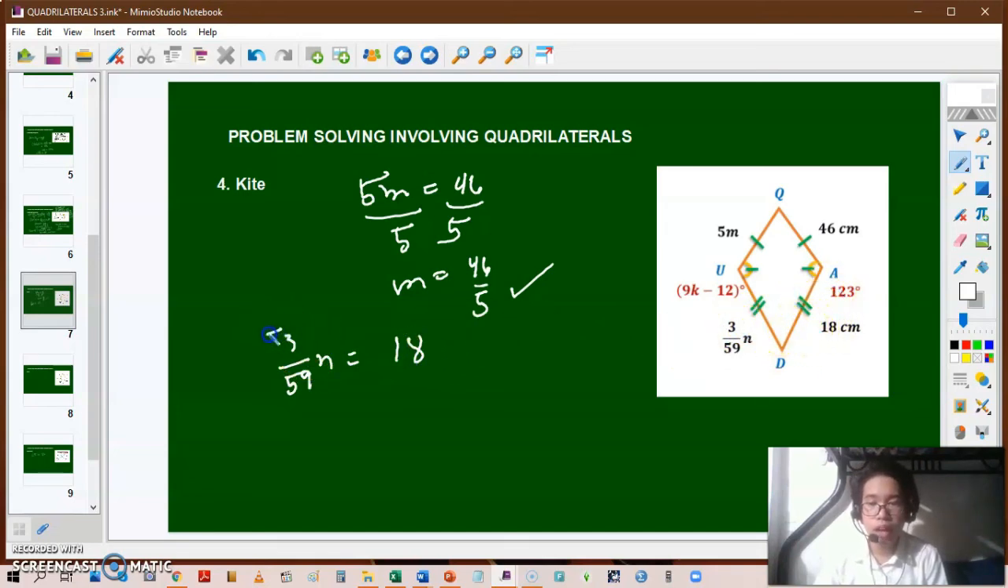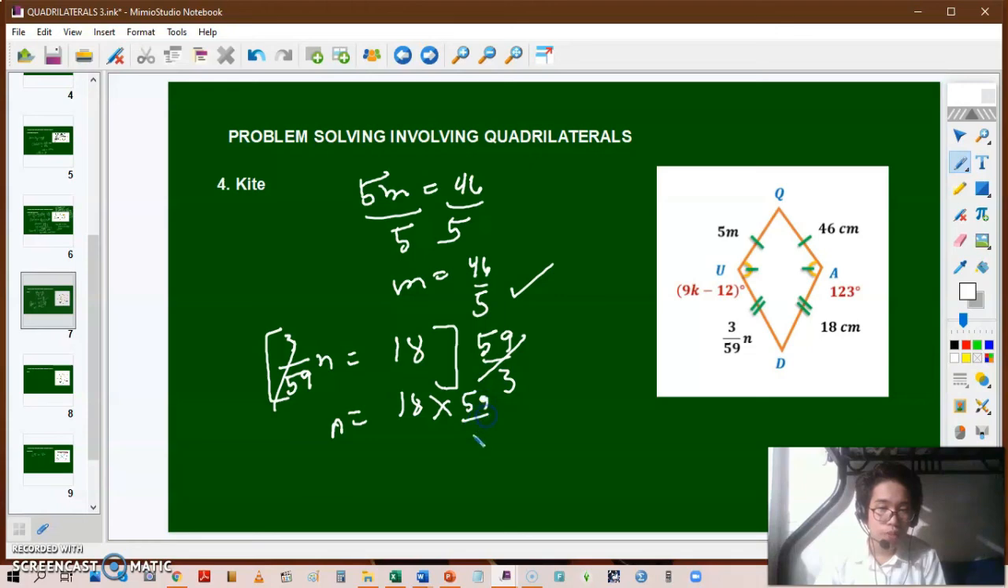We have to multiply the reciprocal of 3 over 59 to the entire equation so that the 3 over 59 cancels out. That's going to be 59 over 3. So you are left with n is equal to 18 times 59 over 3. We have a 3 here, so we can cancel this one. We have a 1 here and we're left with 6. What's 59 times 6? 59 times 6 is 354. So the value of n is 354.